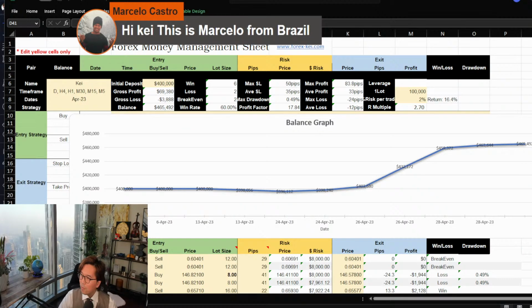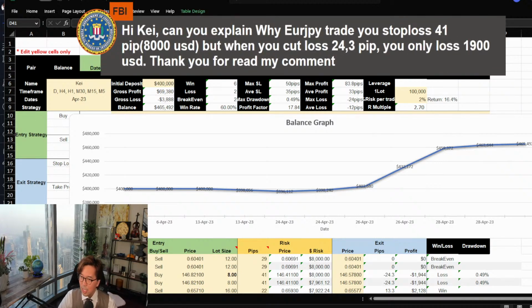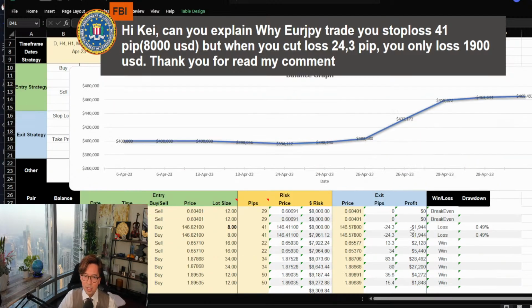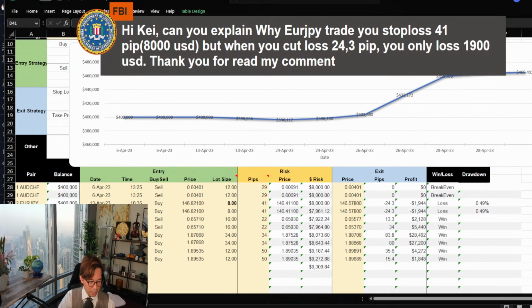Okay, so before I share each of my trades, let me still cover some of the other comments. FBI says, hi K, can you explain why in the Euro JPY trade your stop loss was 41 pips, but when you cut the loss at 24.3 pips, you only lost 1900 USD. Oh, yeah, sorry about the confusion. This risk calculation here is when I take the 2%. When I take 2%, then these will be the risk calculation. But I don't take 2% as always.